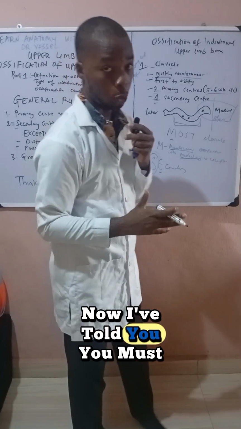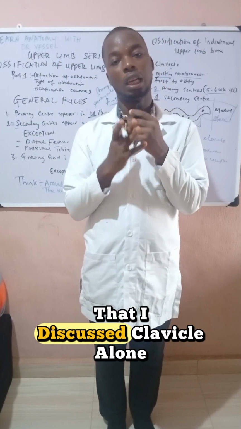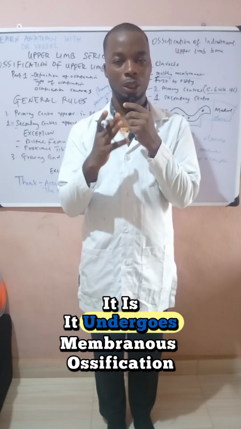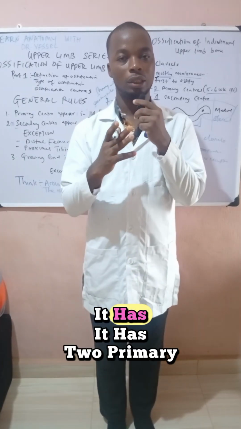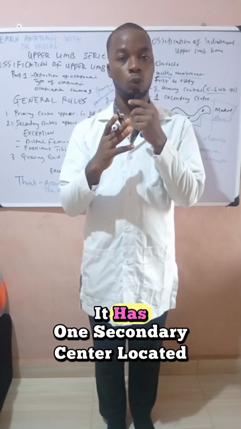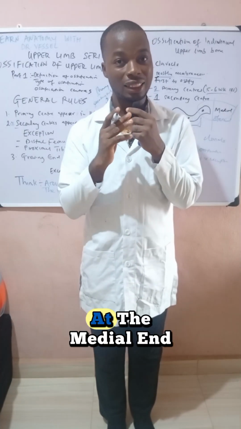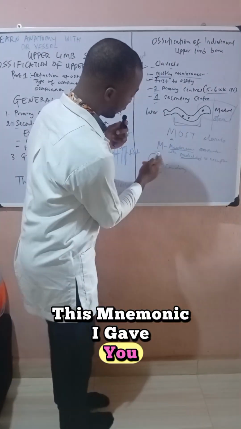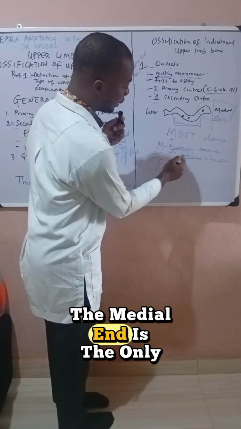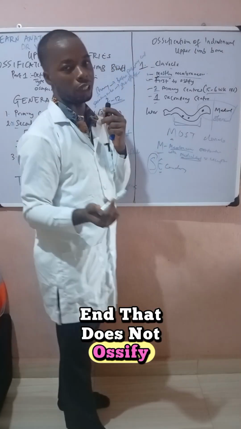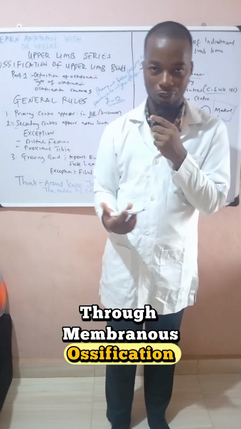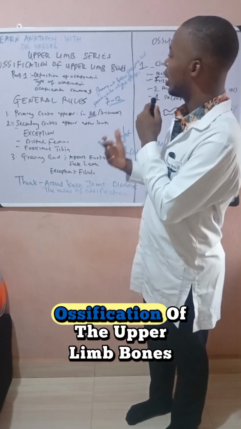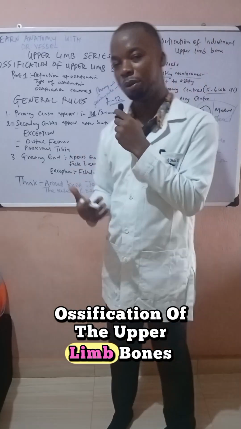Now, you must always remember that I discussed the clavicle alone because it is very special. It undergoes membranous ossification. It has 2 primary centers. It has 1 secondary center located at the medial end or the sternal end. And from this mnemonic I gave you, the medial end is the only end that does not ossify through membranous ossification. I have come to the end of part 2 of ossification of the upper limb bone.